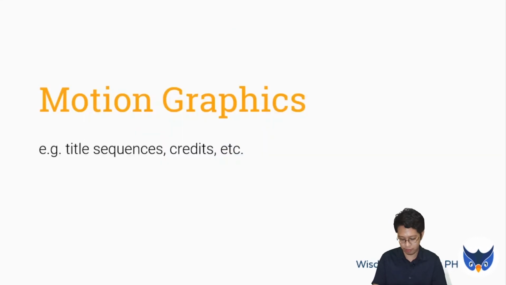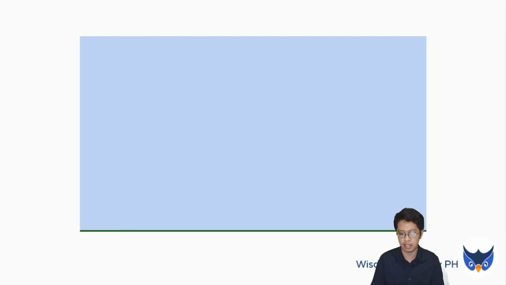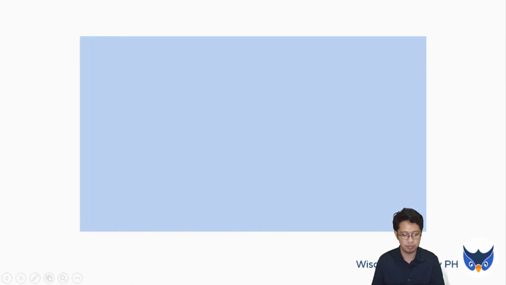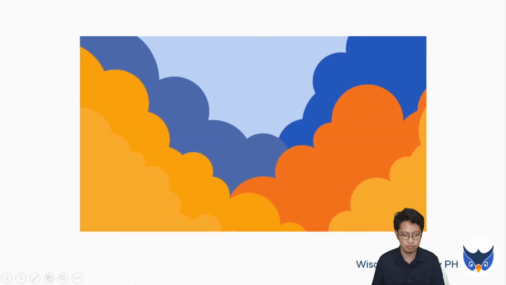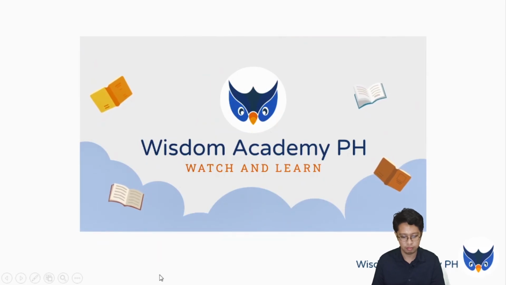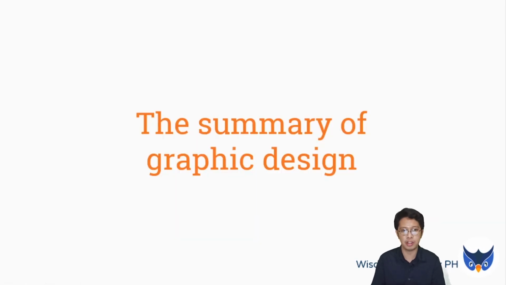And lastly, we have motion graphics. So motion graphics ay yung combination ng design and animation to produce these examples such as title sequences, credits, etc. An example that I have here is yung intro natin. Ayan. Yon. So, welcome back. So, marami pa akong hindi na-mention about different types of graphic design. And continually evolving pa siya. With the rise of new technologies, mag-expand pa lalo yung scope niya in the near future.